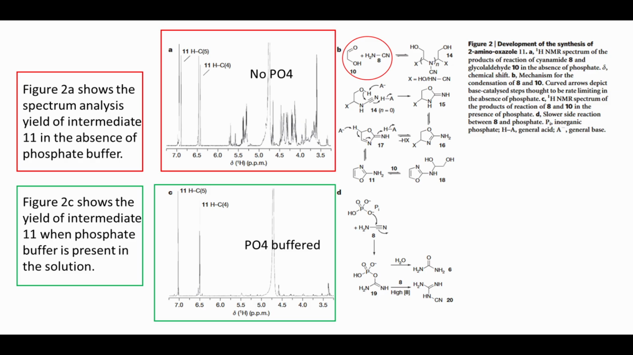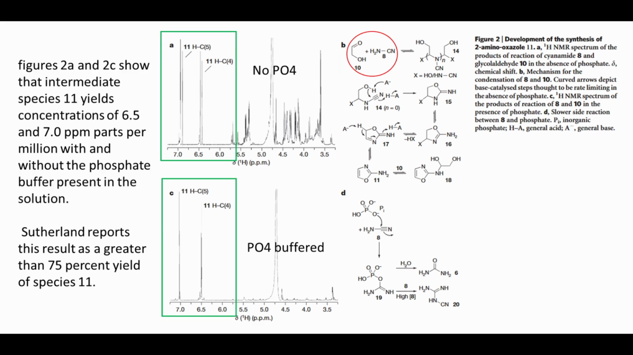Although there are different waste products in the noise of each spectral analysis, both Figures 2a and 2c show that intermediate species 11 yields concentrations of 6.5 and 7 ppm, parts per million, with and without the phosphate buffer present in the solution. Sutherland reports this result as a greater than 75% yield of species 11 when species 8 and species 10 are mixed in a 1-to-1 ratio. That result is pretty good yield for the first step in the process.